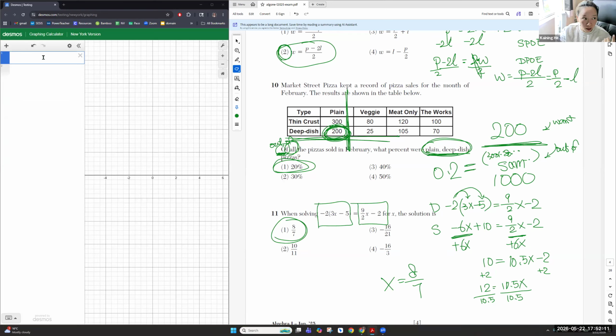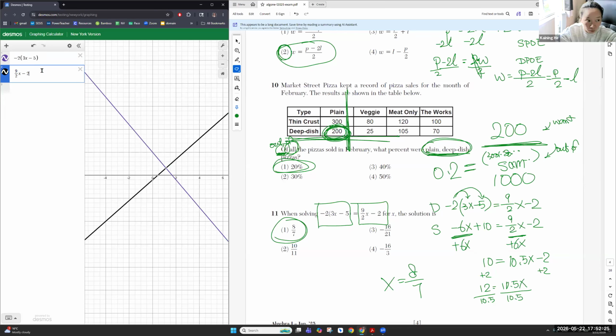Let me show you the magic. So I type in -2(3x - 5). All right, so that's my first one. And then the second one is 9/2 x - 2. I hover over the point of intersection and click on it. It says 1.1428. They give me the answer immediately, and that is the only answer that fits the description, which is 8/7.